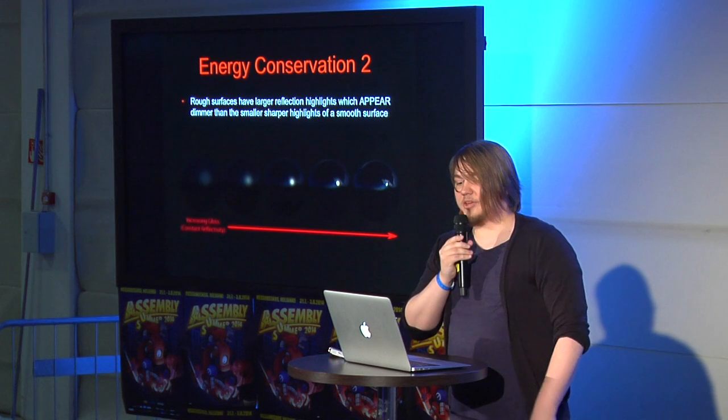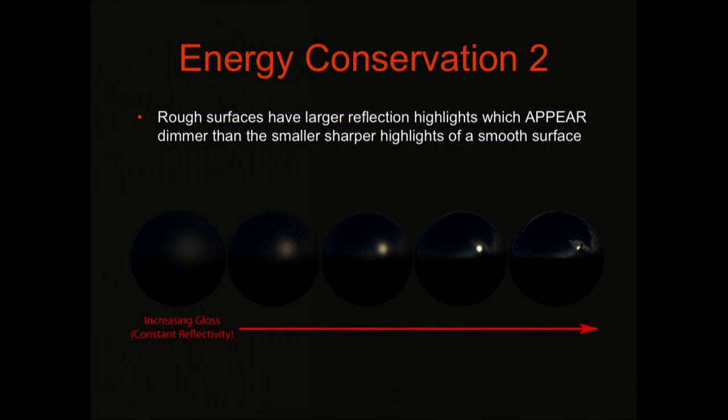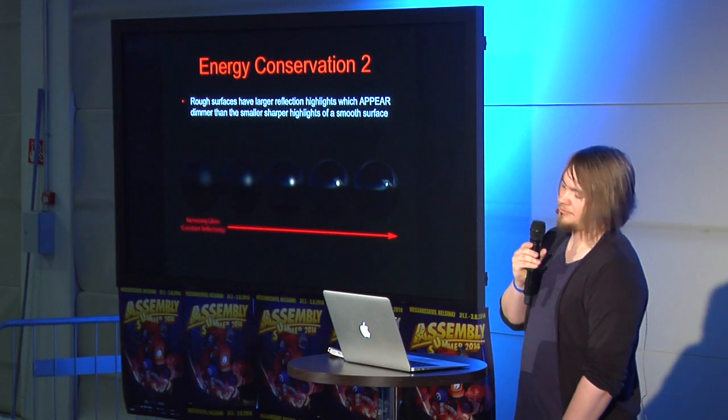But with physically based rendering, the energy conservation comes into play again. So the rougher the surface is, the larger the reflection highlight appears, which makes it dimmer, and smaller highlights are a lot stronger. And this is again because the light scatters around, so there won't be as much light on the bigger area unless we somehow multiply the light from the source.